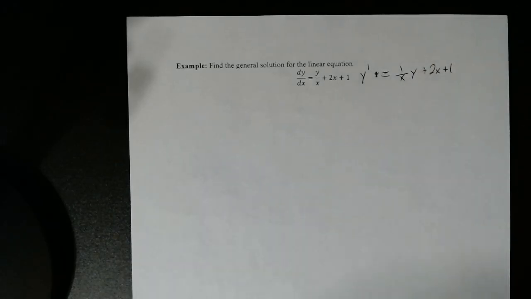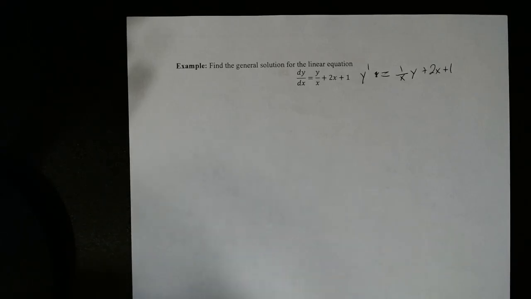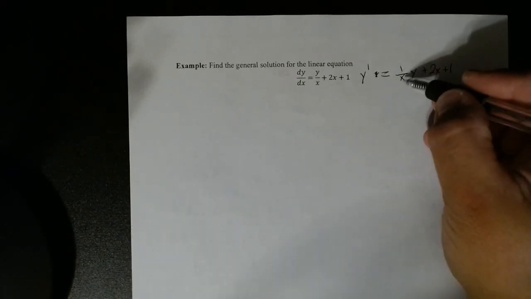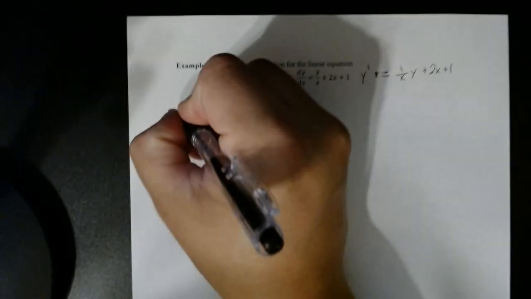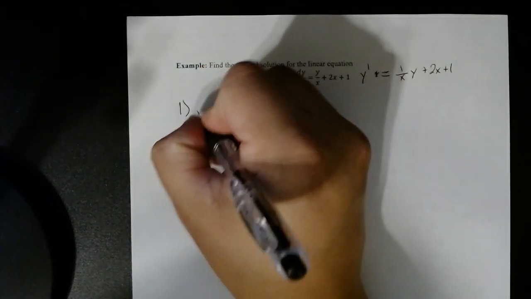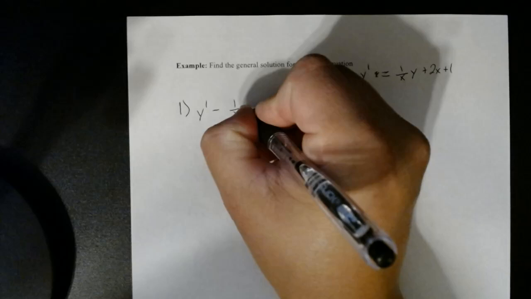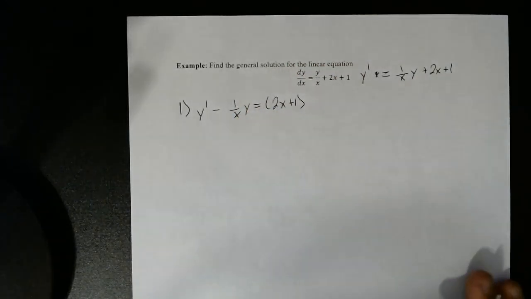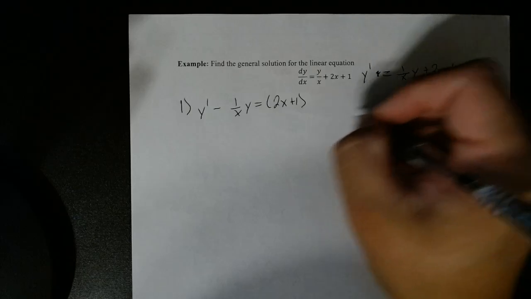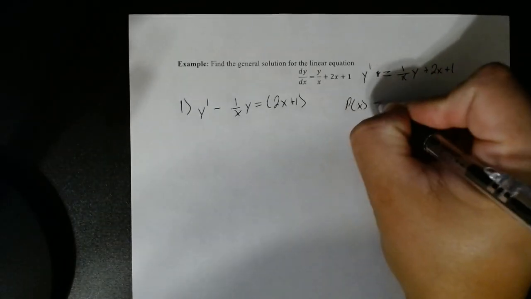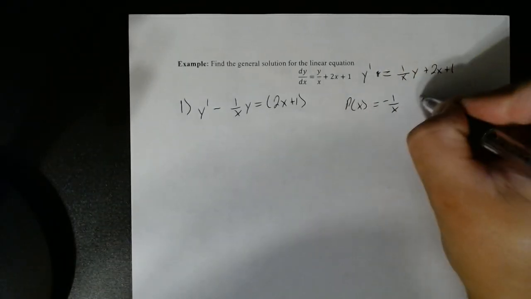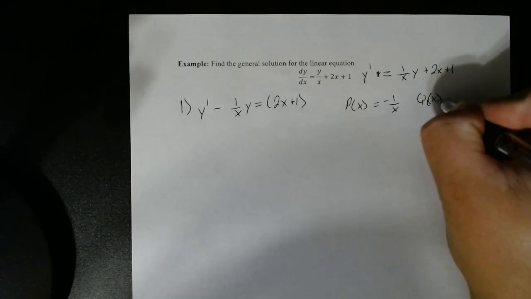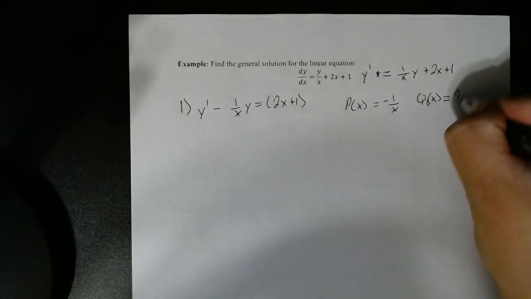Now this is a bit deceiving because again, I want all the y's on one side. So first thing I have to do is actually subtract this over. I'm going to put this in parentheses as well, just so you can see. Because now we have our situation. So we have p of x is equal to negative 1 over x, and we have q of x is the entire thing of 2x plus 1.